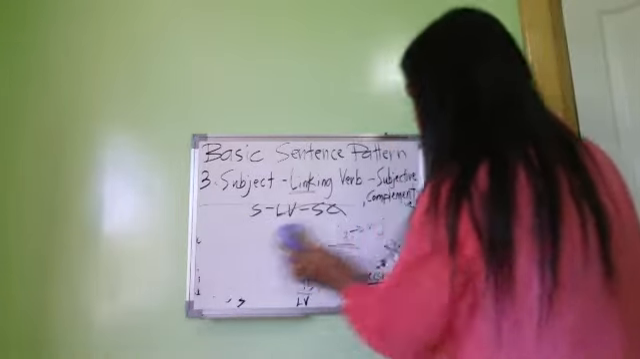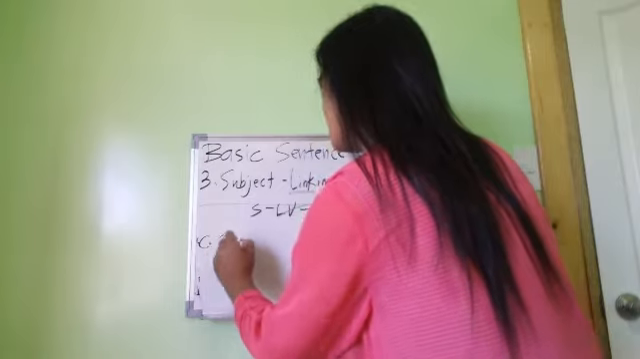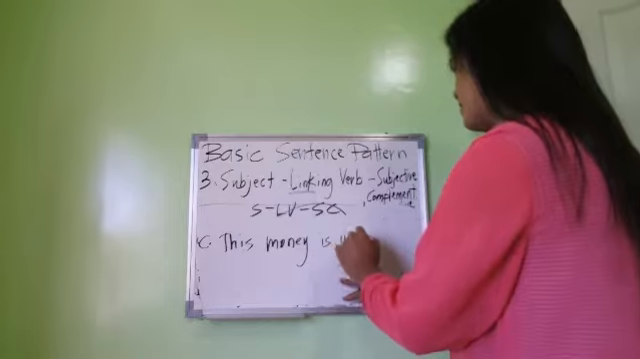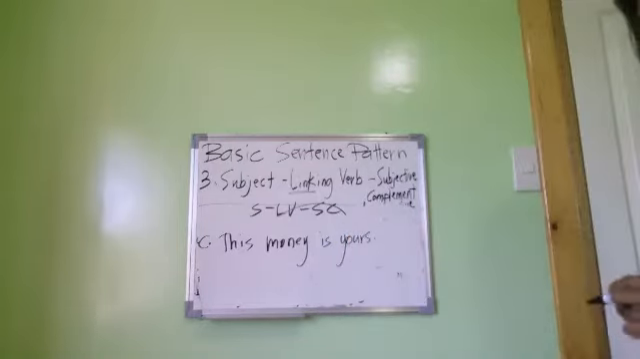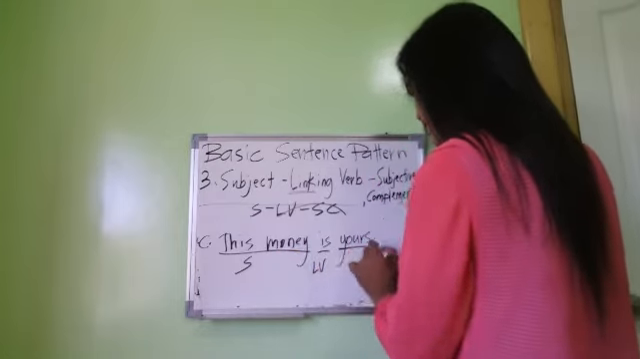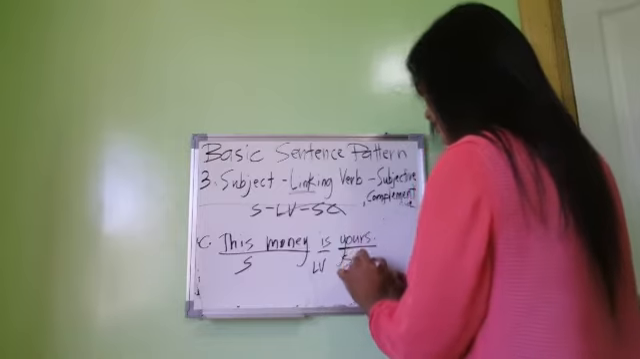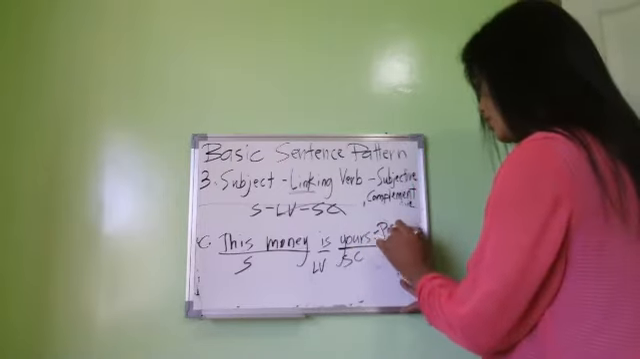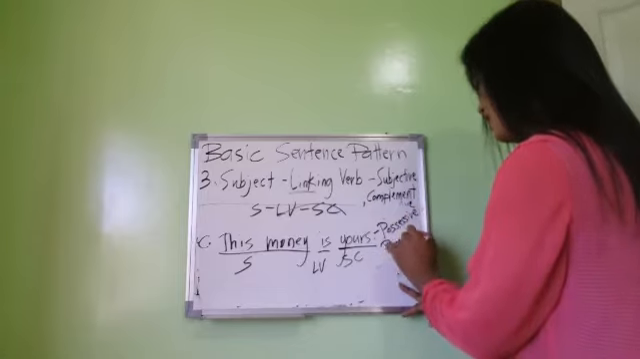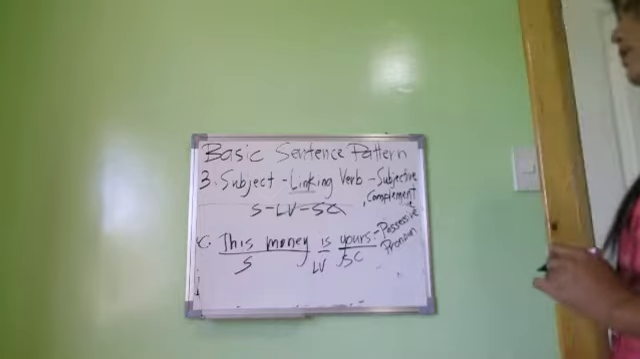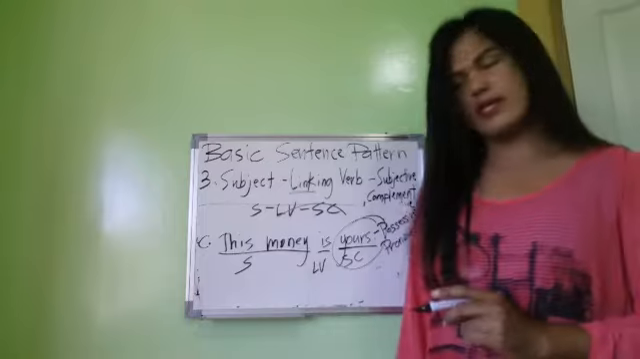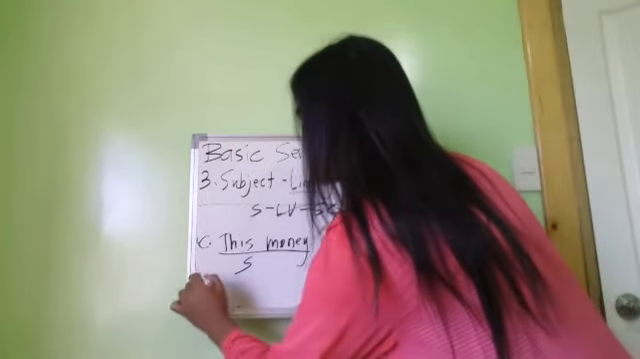More examples? Do you want more examples? Letter C. Okay, this money is yours. Like that. Okay, so this is your subject, this is your linking verb, and this is your subjective complement, and this is your possessive pronoun. Okay, like that. Possessive pronoun. That is yours. Okay, so that is yours.